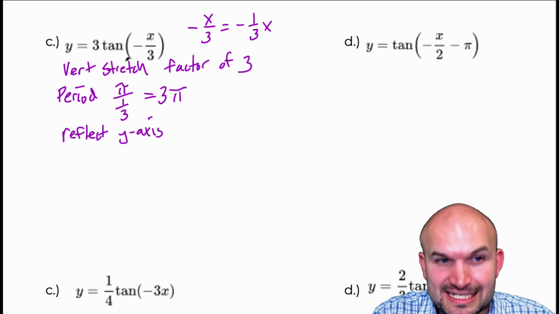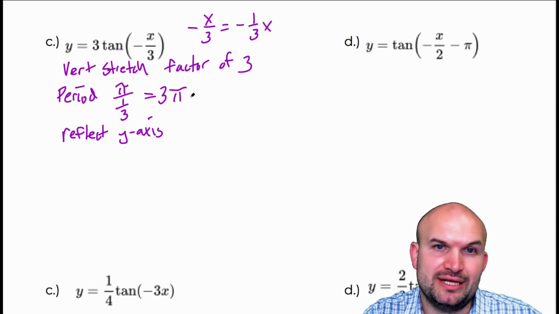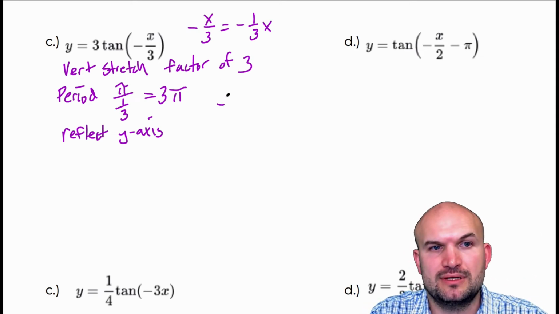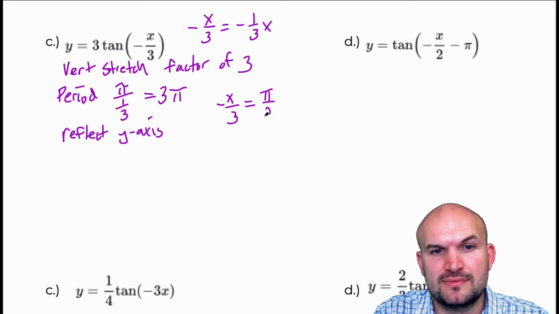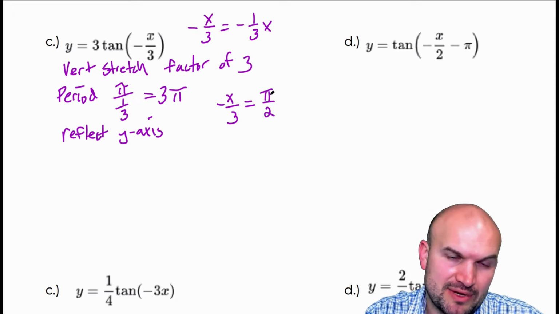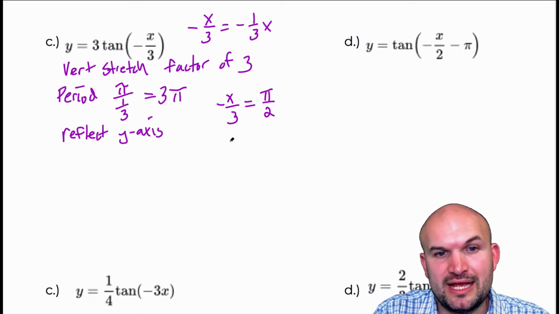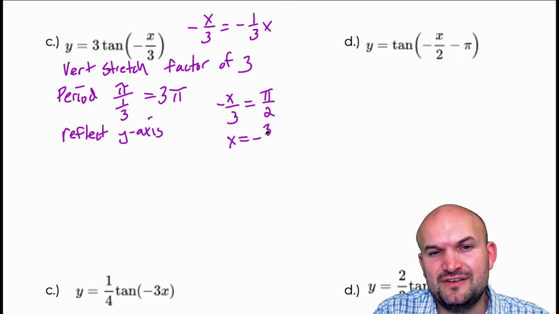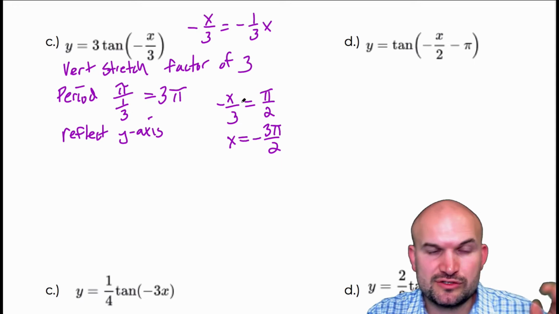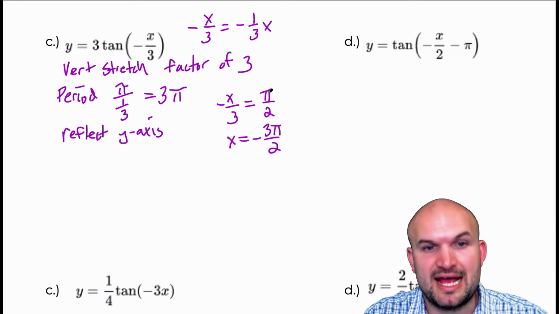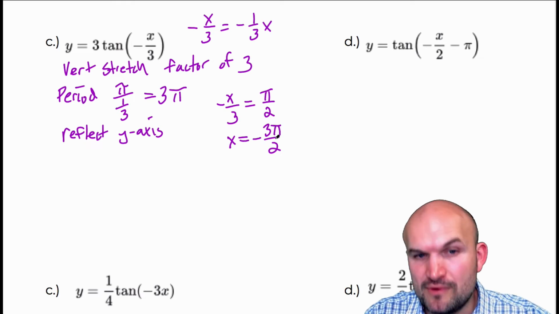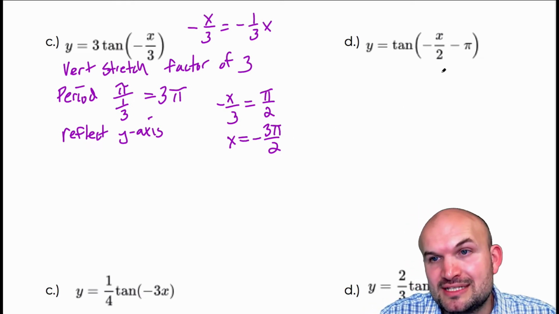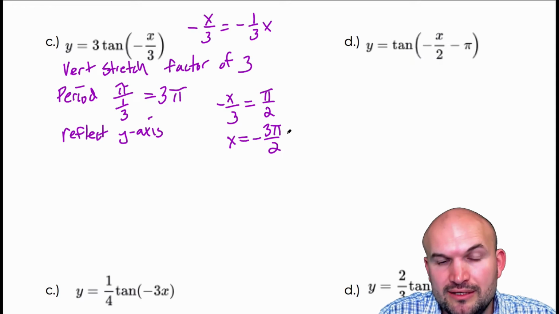To find the asymptotes, I think it might be helpful to set our function equal to one of our asymptotes, which will be pi halves. And when I do that, I multiply by 3 and divide by negative, I'd get x equals negative 3 pi halves. So this graph, rather than the initial period having an asymptote at pi halves, now has an asymptote at negative 3 pi halves. And then again, remember, that's going to be plus the period, plus 3 pi n.